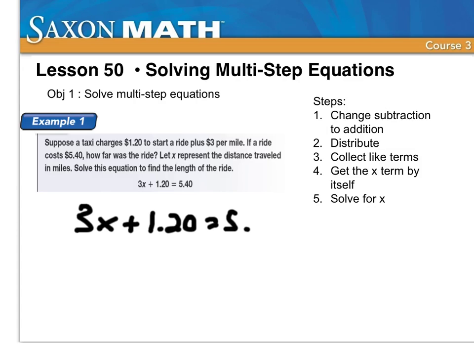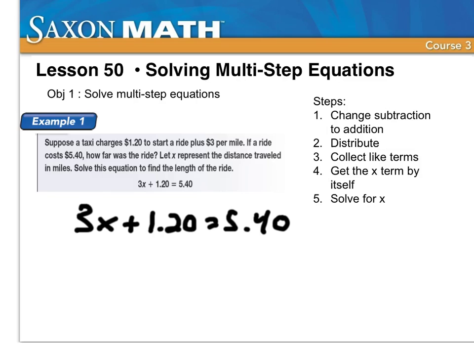Equals 5.40. Okay, so first step, as usual, is to change subtraction to addition. Well, we have no subtraction here, so I get to skip that step. Okay, step 2 says to distribute. And again, we know if we need to distribute, if there's parentheses with something attached to the outside of them directly. Okay, well there's no parentheses in this, so we're not going to distribute. So we'll go on to step 3.